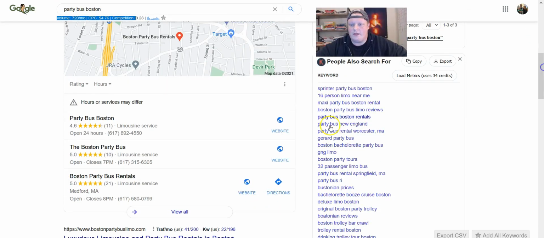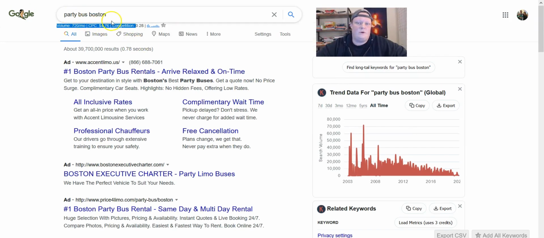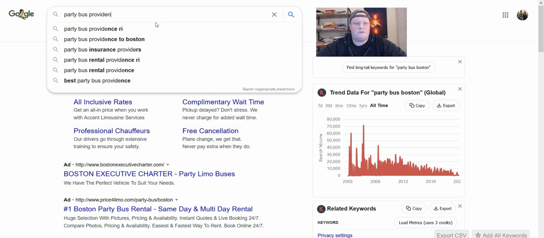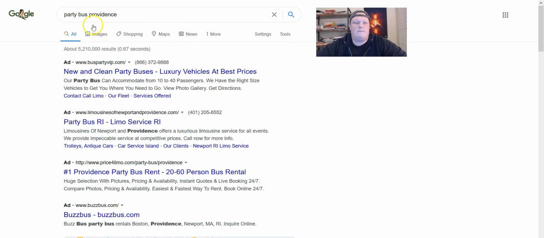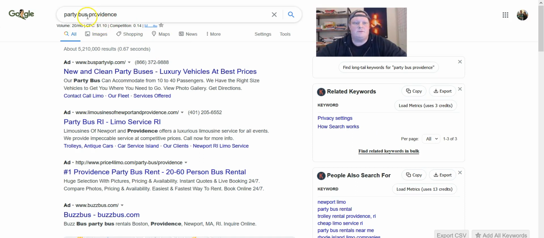So if I wanted to look at what the search volume is for this kind of stuff, I just click here and it gives me search volumes on that kind of stuff. And it'll give me estimated CPCs as well. The thing with it though is when you're talking local business stuff, you've got to Geo Modify it in order to get something specific for that market. So Party Bus Boston as opposed to Party Bus Providence. Okay, so yep, here you go. That shows the difference in price. So I always Geo Modify it when I'm doing this stuff.